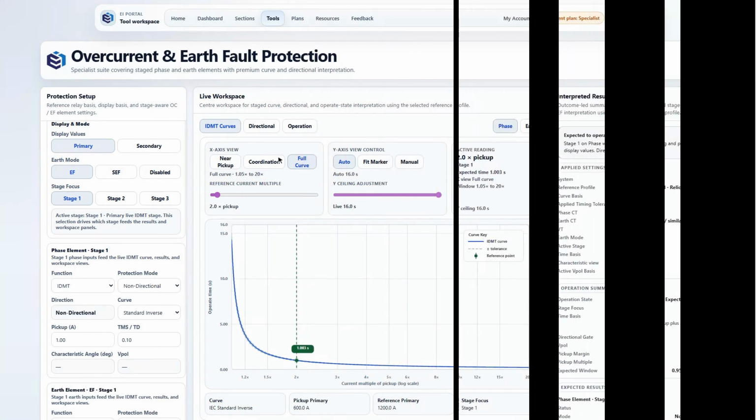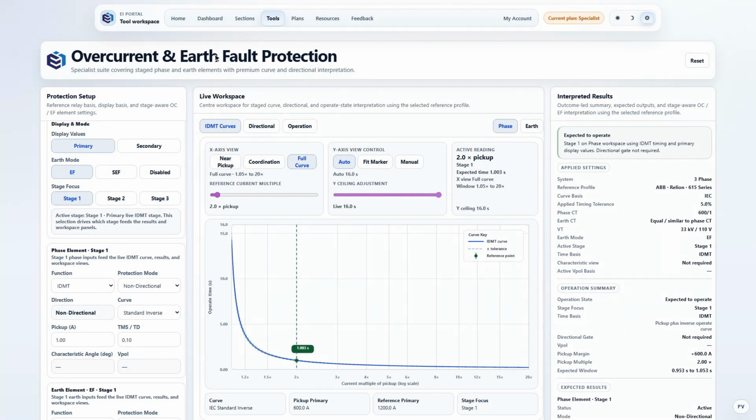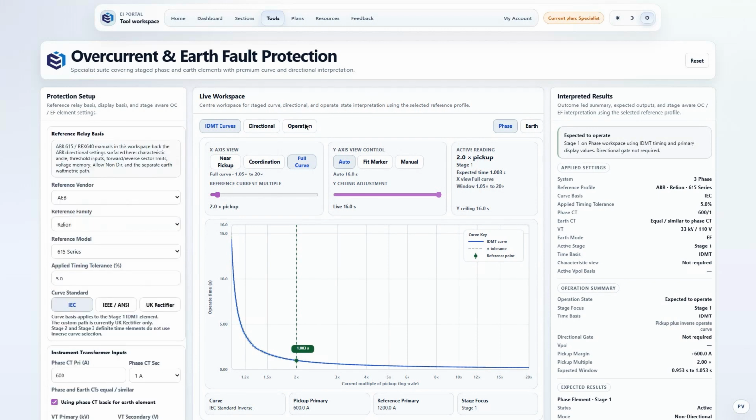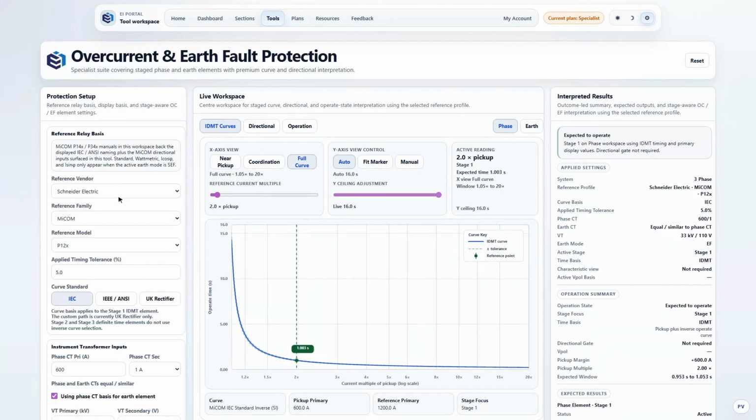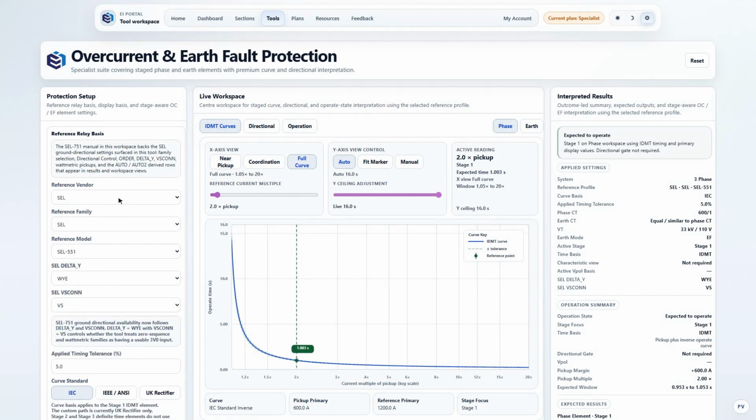Overcurrent and earth fault protection, the workhorse of distribution protection. This is a full study workspace for it, staged phase and earth elements, time current curves, and a live directional model built on real relay behavior. Pick your reference relay: Schneider MiCOM, Siemens SIPROTEC, SEL, or as we're set up here, an ABB Relion 615. Each profile carries the behavior documented in the vendor's own manual.